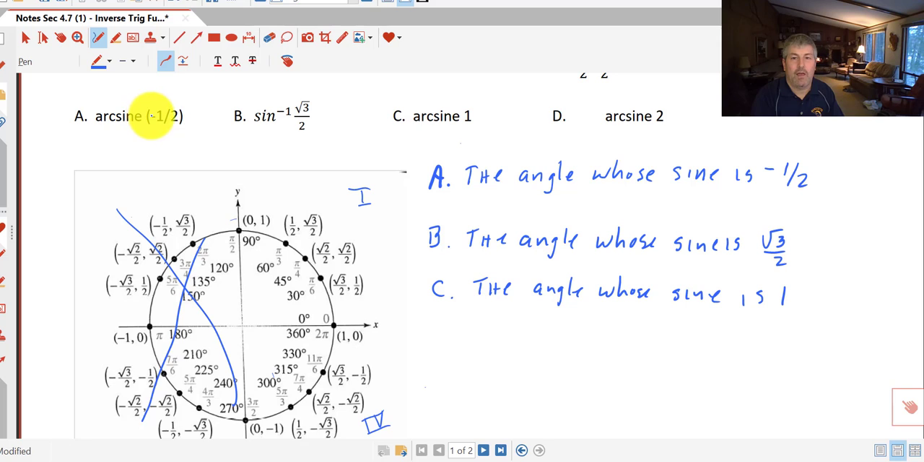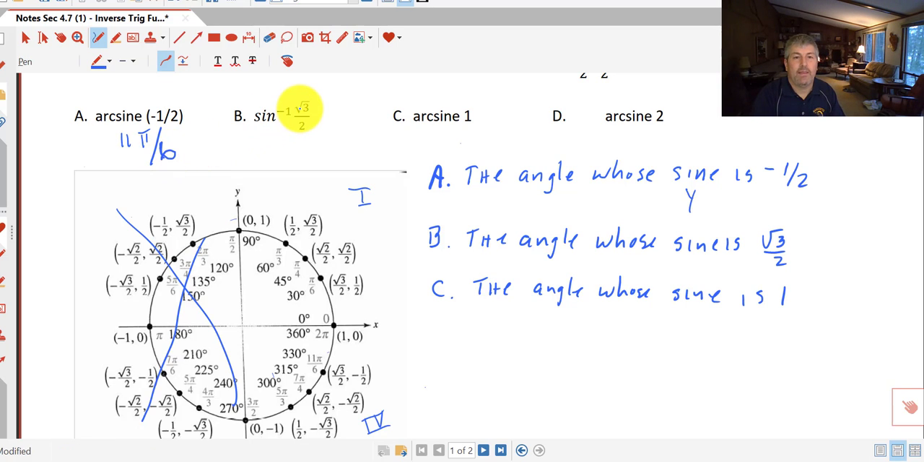So the arcsine of negative 1/2, that would be the angle whose sine is negative 1/2. So if I go on my unit circle and I look for a y of negative 1/2, I find that in the fourth quadrant, and the arcsine of negative 1/2 is the angle 11 pi over 6.